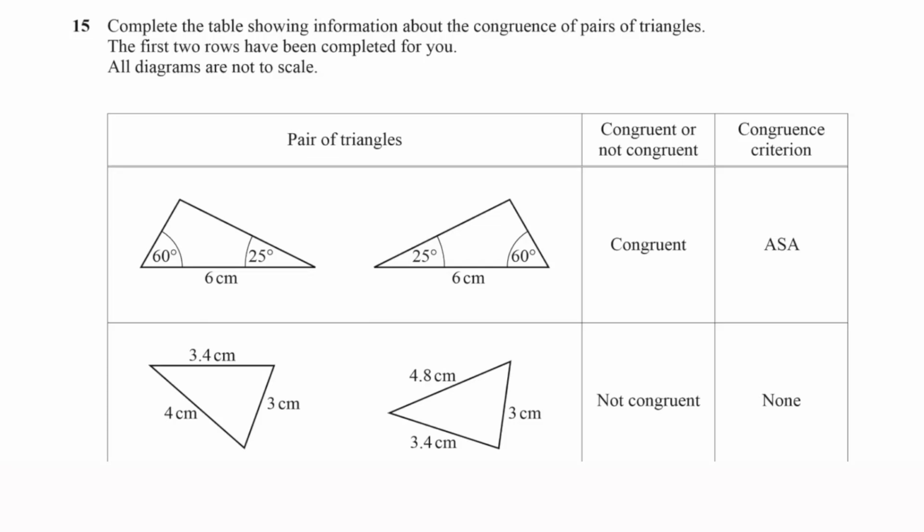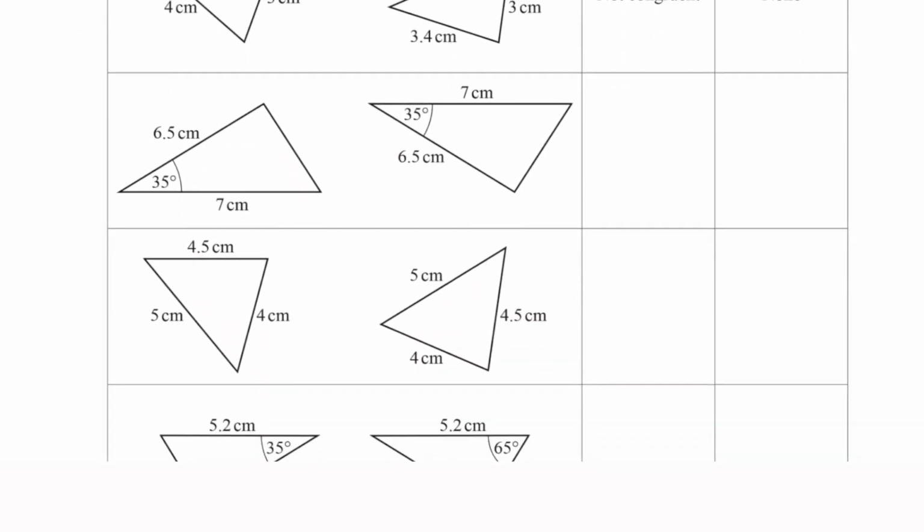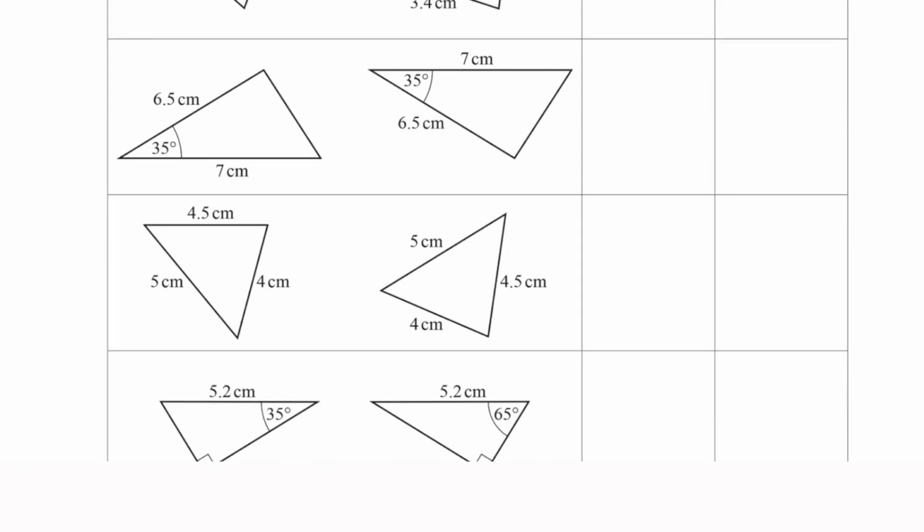Question number 15. Complete the table showing information about the congruency of pairs of triangles. The first two rows have been completed for you. All diagrams are not to scale. So the first two diagrams are given here. So we'll start with the third one actually. Here it says this side is 6.5 and this side is 6.5, this side is 7 and this side is also 7, and this angle is 35 and this angle is 35. It means that the triangles are congruent.